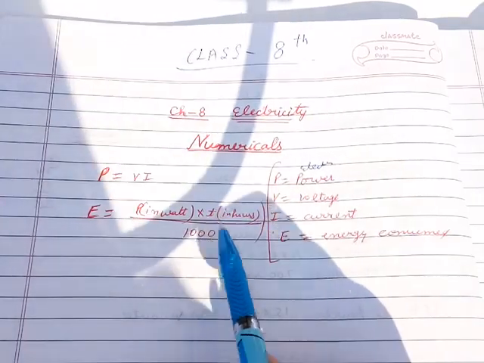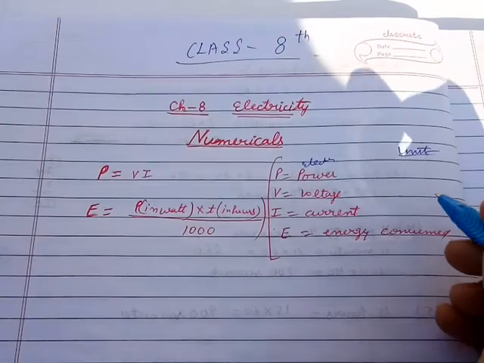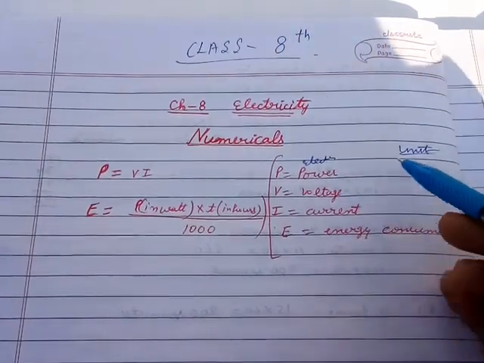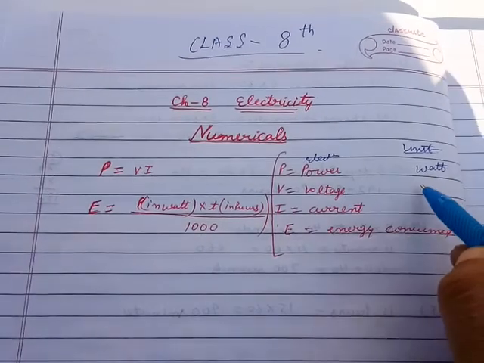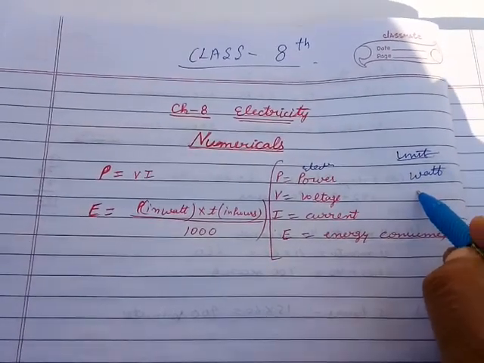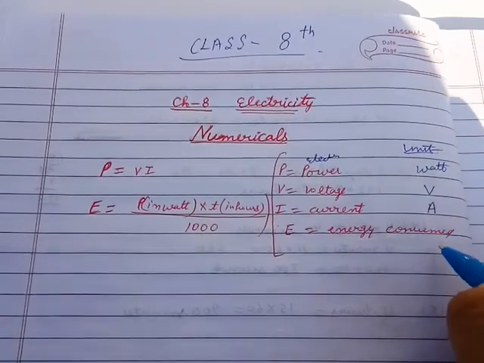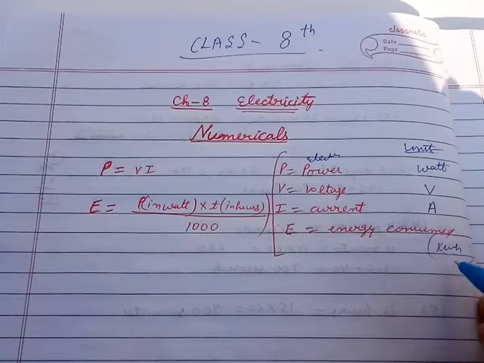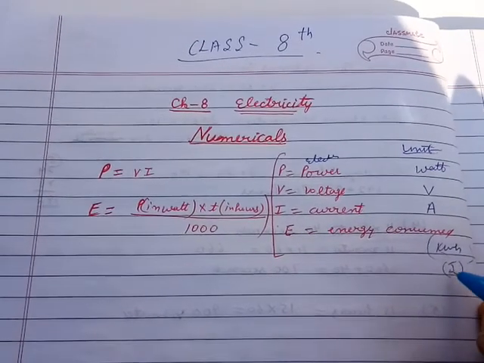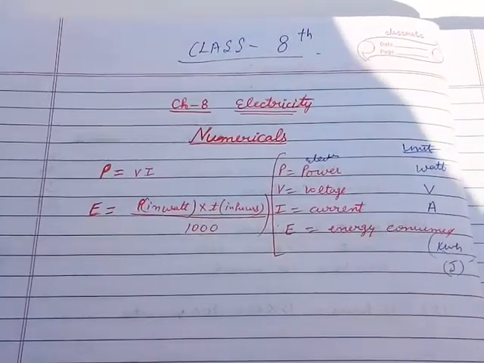Now for these SI units we are going to use here. The unit of power is watt, W-A-T-T. The unit of potential or voltage is V. Unit of current is ampere, A, and energy unit is kilowatt hour, or in the CGS system it is joules. Okay, so let's start the first numerical.